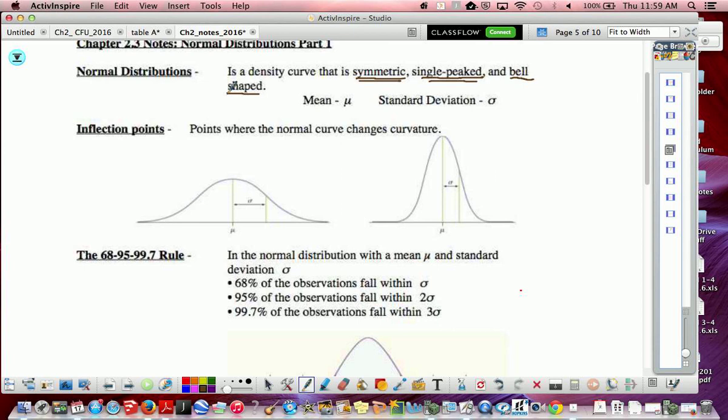And what determines your normal curve is your mean and especially the standard deviation. Notice how I have two symbols here, mean and standard deviation. Since it's symmetric, these are the measures of center and spread that we use. So we have a new symbol here. It's the Greek letter mu. It looks like a curvy M. And it represents population mean.